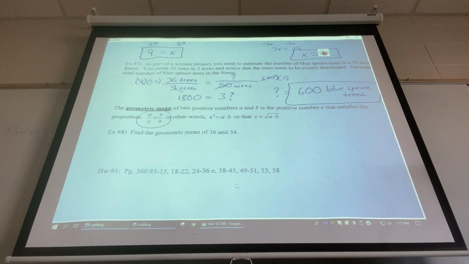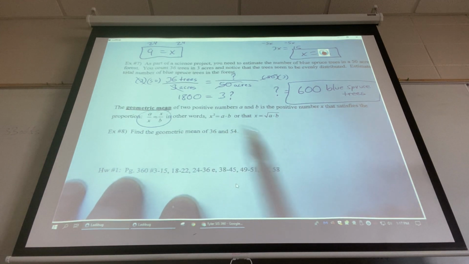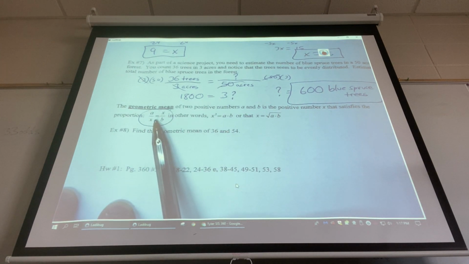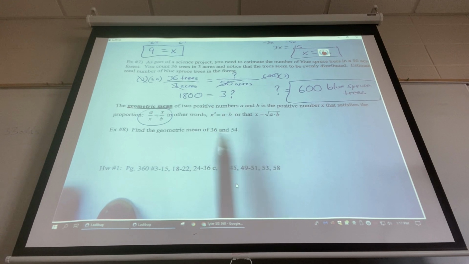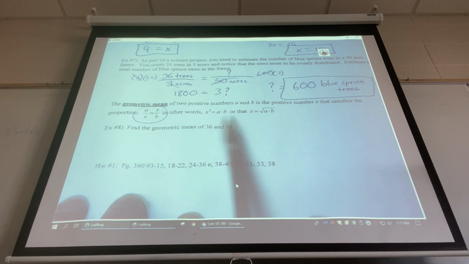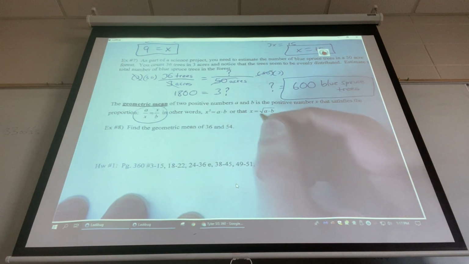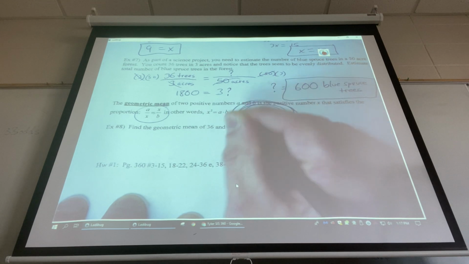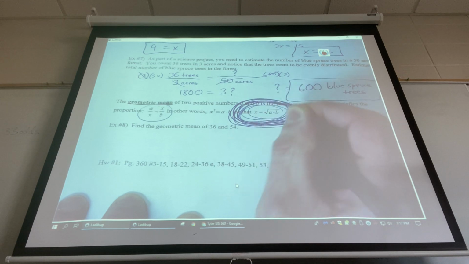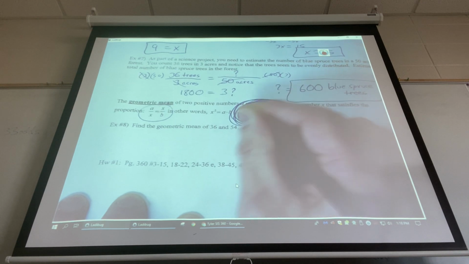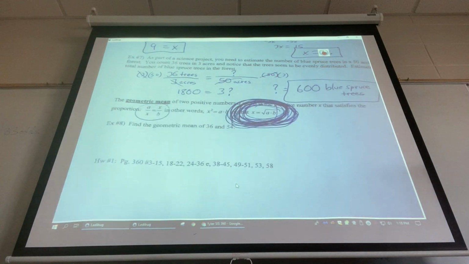But the reason it's helpful is because you can rewrite that using cross multiplication or multiplying by both denominators. You can end up writing it as x squared equals a times b. And you can in turn square root both sides, right? And get this right here. This right here is what I want you to remember, because that right there is the actual useful thing.